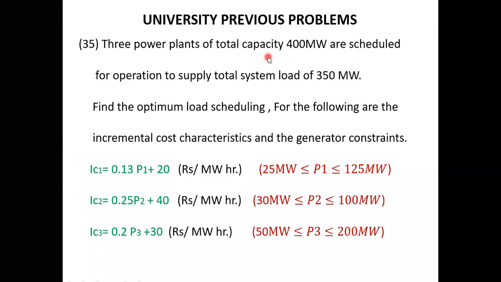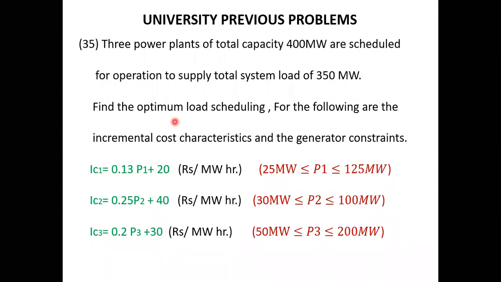3 power plants of total capacity equal to 400 megawatts are scheduled for operation to supply a total system load equal to 350 megawatts. So total load is equal to 350 megawatts. And they have given 3 incremental fuel costs, that is IC1, IC2 and IC3. And what they're asking is to find out P1, P2 and P3. So how can we find out?